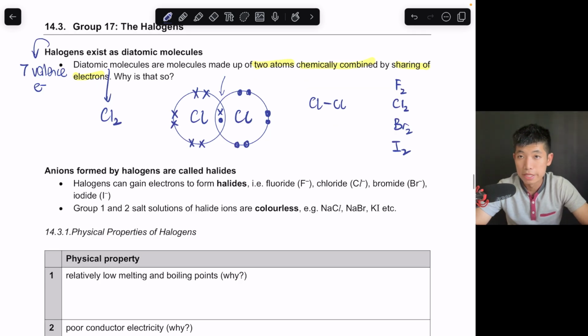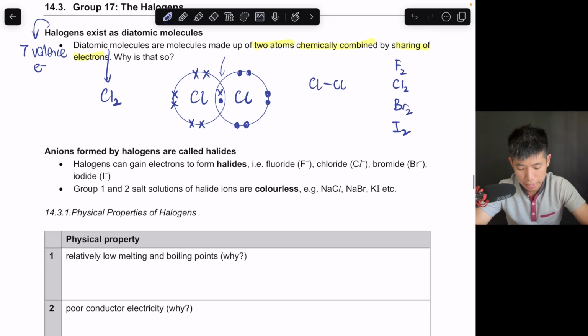Remember, nonmetals can not only share electrons, they can also gain electrons. When they gain electrons, they form negative ions or anions, and the name of this group of anions are called the halides. Fluoride, chloride, bromide, iodide. They all have a -1 charge. Do not confuse between the term halogen and the halide. Halide refers to the negative ion.